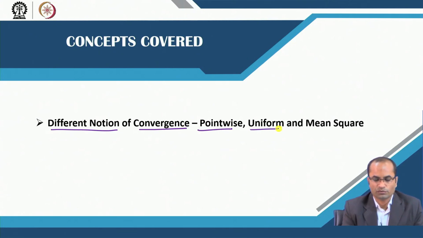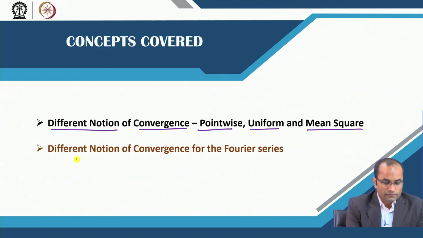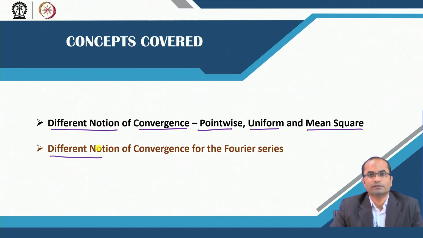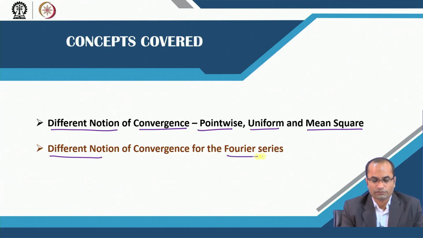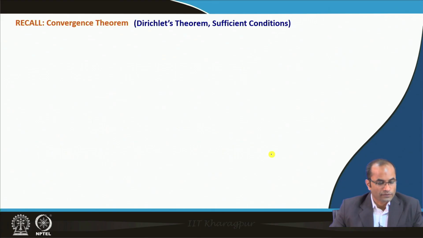and mainly we will be talking about pointwise convergence, uniform convergence, and convergence in the sense of mean square, and the connection between all three will also be demonstrated. And then we will come to the point of how these different notions of convergence are related in connection with the Fourier series.